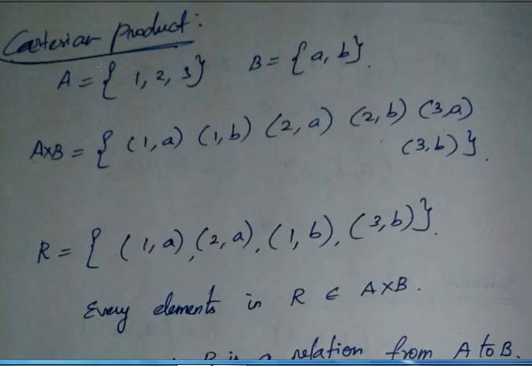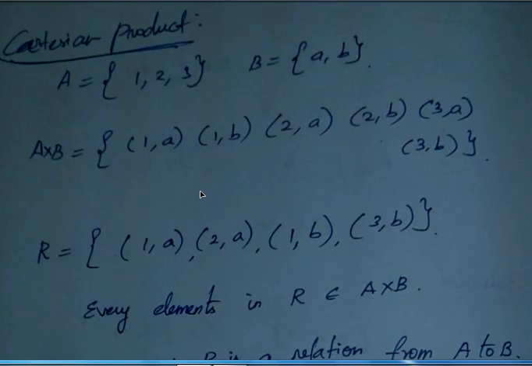Cartesian product. Cartesian product means x comma y. That is a graph, the Cartesian plane x comma y. அதுதான் நம்ம Cartesian product. Here there are two sets, A and B. How to find the Cartesian product? A cross B. We read it as A cross B. Don't read it as A into B.